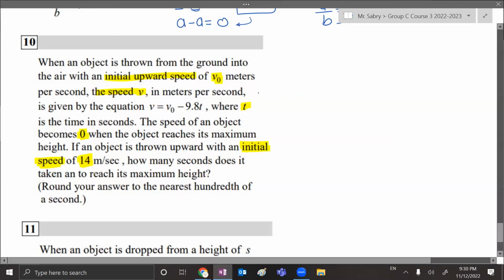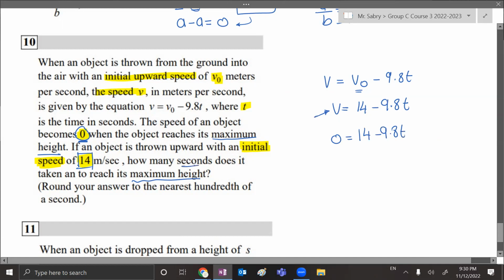How can we solve this? We just need to understand, as I said, every letter and what it means. They said that v0 means the initial upward speed, and then they said there's an initial upward speed of 14, so I'll substitute v0 with 14. And then I'll keep reading. They wanted to reach the maximum height, and up here they said that to reach its maximum height, the speed must be equal to 0. And I know that the speed is represented here by v. So instead of the v, I'll put 0.